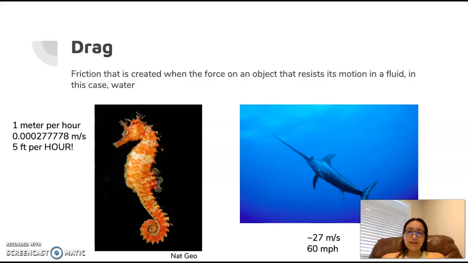It is not long, slender, or straight, but curvy and small, and it has all these little figures popping off of it, which gives it a higher resistance to water. So while the seahorse can only go 5 feet per hour, which is really cute, the swordfish is really drag efficient and can travel 27 meters per second or 60 miles per hour. What makes the swordfish so efficient is its body structure, how it's long and slender and doesn't have too much going on. Its crescent tail is also very helpful when it comes to speed, which we talked about earlier in the very first slide.